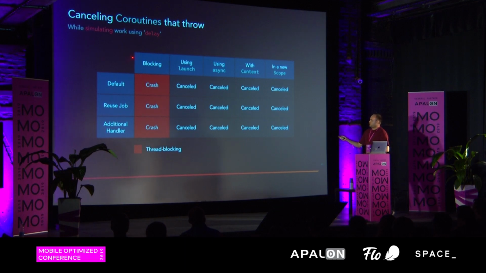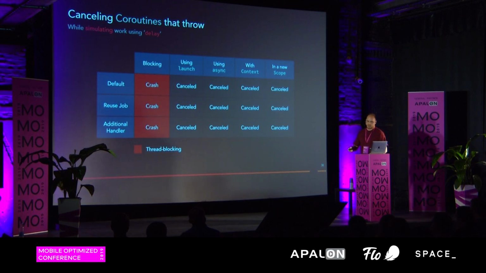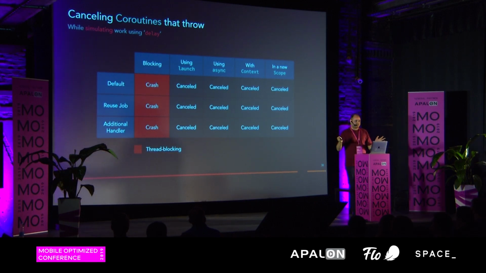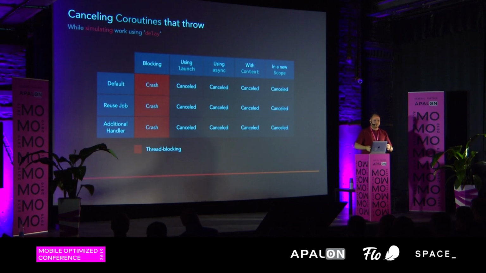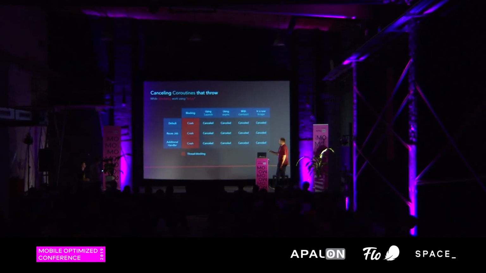And again, run blocking, whether you're using delay or you're using a while loop or your network call, doesn't matter. Run blocking always crashes, doesn't go to the exception handler. It has no awareness of the coroutine scope, of the coroutine context, nothing. Run blocking always crashes your app. It's like a runtime exception.